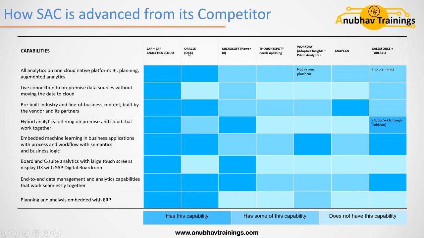And look at the competitors, Oracle OAC, Oracle Analytics Cloud. It does not have live connection capability, does not have hybrid analytics capability, does not have C-suite analytics with large touch screen. If you want to do boardroom presentations, you can't do it with Oracle Analytics Cloud. That's a differentiator as compared to Oracle Analytics Cloud. Now look at Power BI. Somebody was talking about Power BI. Power BI cannot do all of the planning, BI and augmented analytics together. It has some capabilities, but not full-fledged. It's good at hybrid analytics, offering on-premise and cloud that work together. It's good in that. It's good in C-suite.